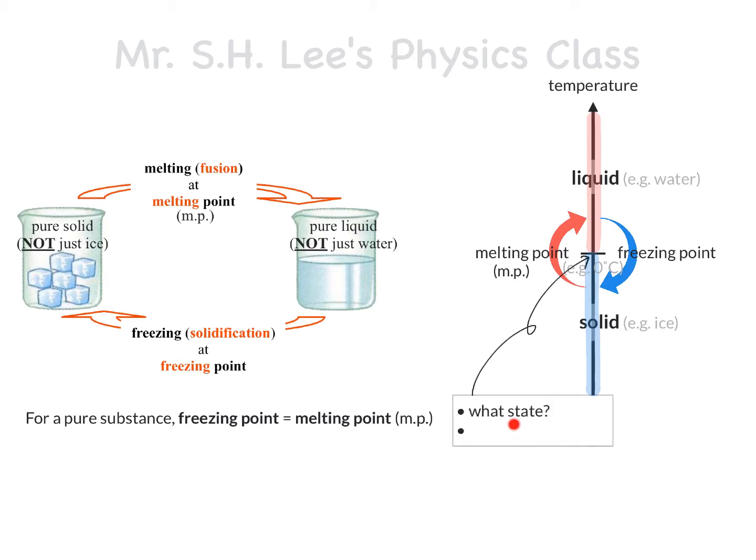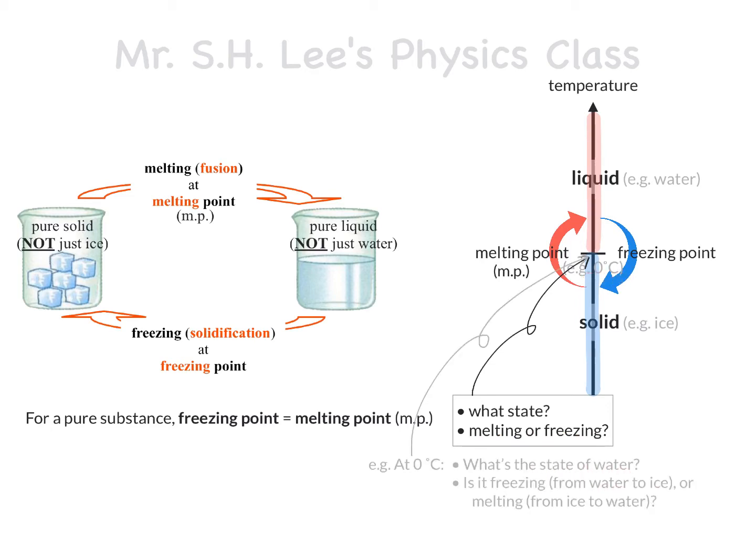First, what's the state of a substance at its melting point? Second, if a substance melts and freezes at the same temperature, how do I know at this temperature whether it's melting or freezing? Water as an example again. In what state is water at 0 degrees Celsius? Is it melting or freezing at 0 degrees Celsius?